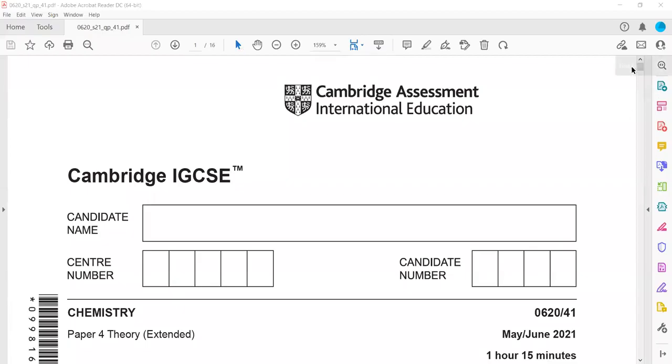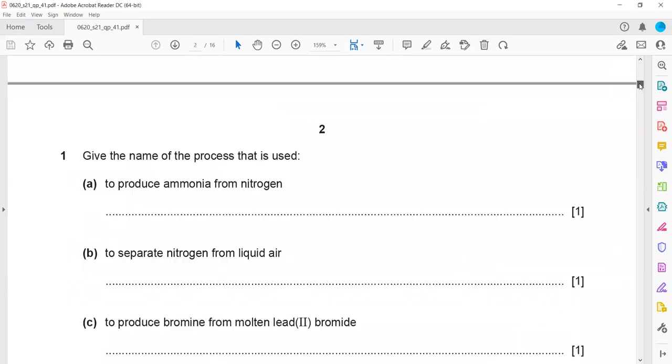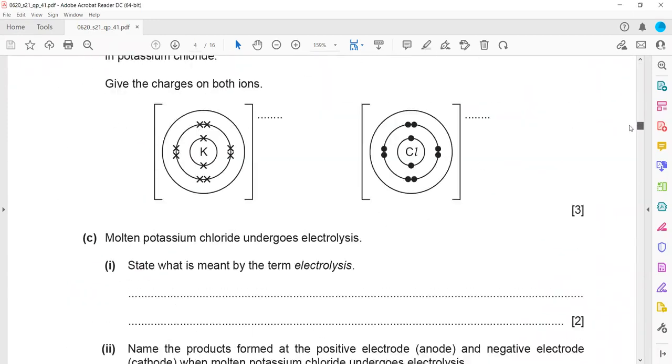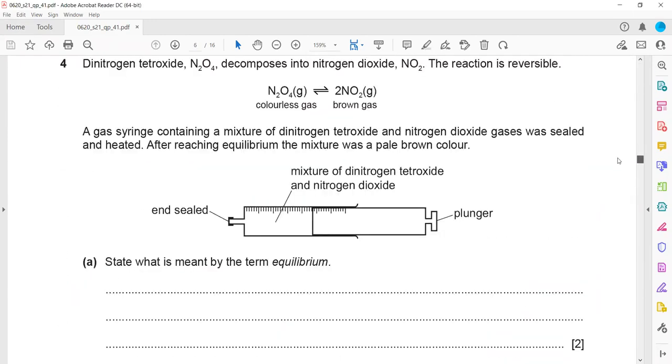May, June 2021, October, this paper 4, variant 1. We'll do the organic chemistry question. Normally, the last question is there.